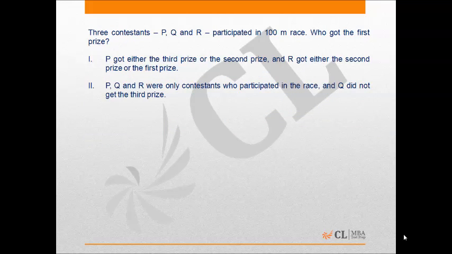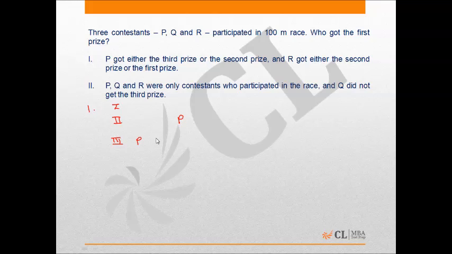Now see the first question. Three contestants P, Q, and R participated in a 100-meter race. Who got the first prize? Statement 1 gives you: P either got the third prize or the second prize, and R got either the second prize or the first prize. So I take first prize, second prize, and third prize. P is either third or second. R got either the second or the first.